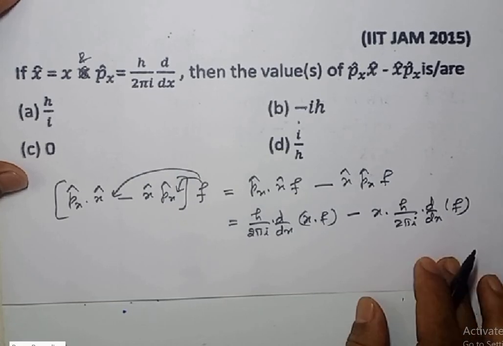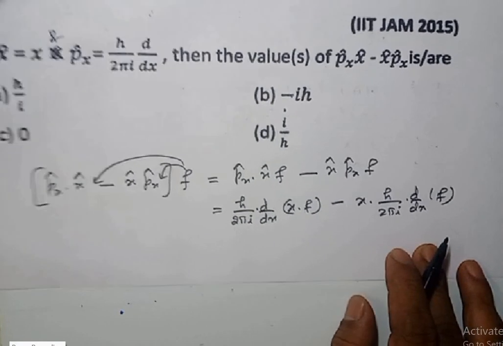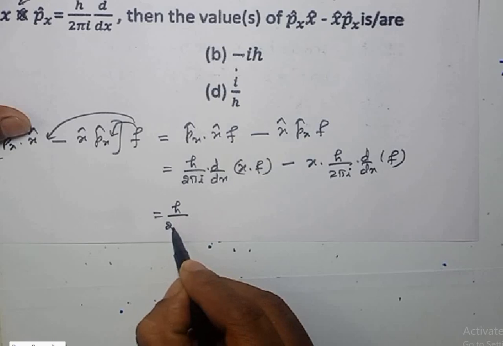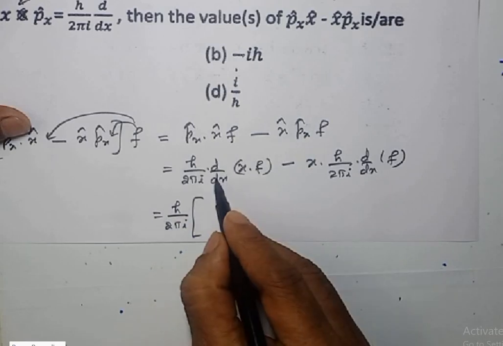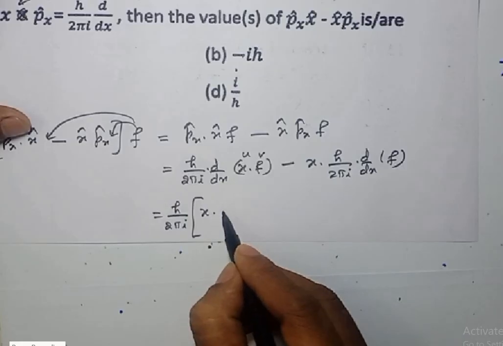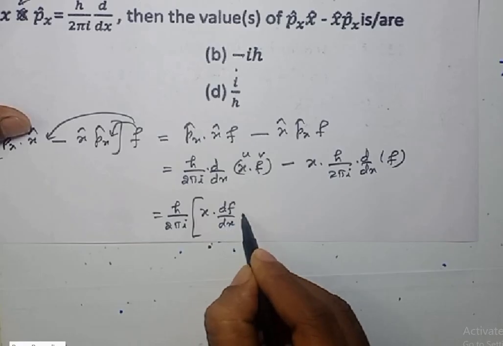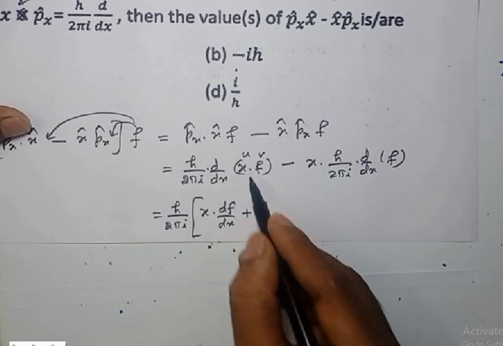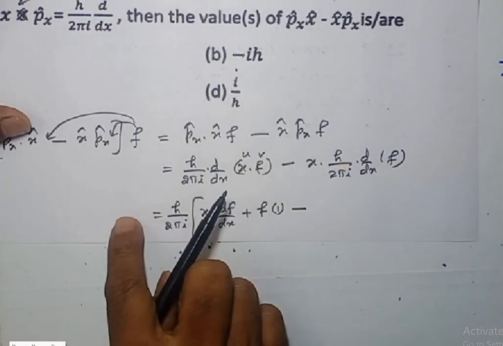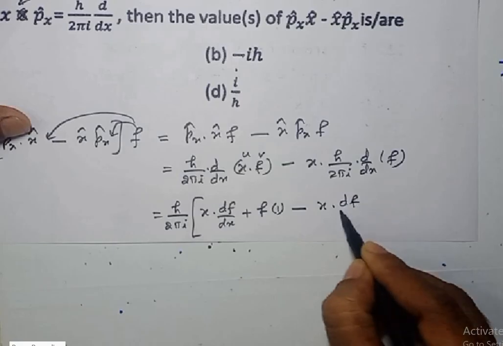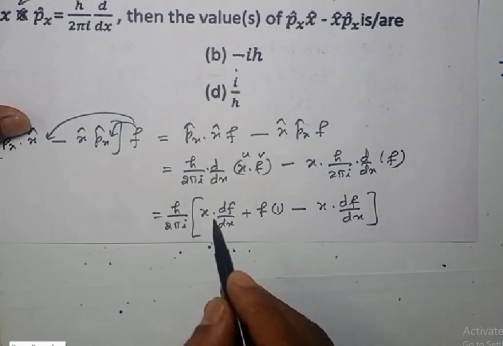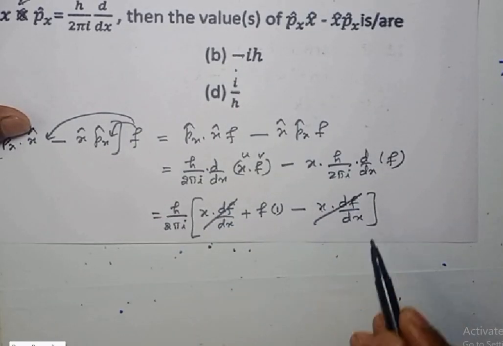Now what I am going to do, I will use the UV method here. I will take h by 2 pi i common, so I have d by dx. So apply the UV method. First I will take x as such and differentiate v, so you will get df by dx. Plus, then keep f as such and differentiate x. If you differentiate x, you get 1. Minus, h by 2 pi i I have taken common, so I will get x into df by dx. The differential of f is df by dx. Now see, this is plus x into df by dx, this is minus, they cancel each other.